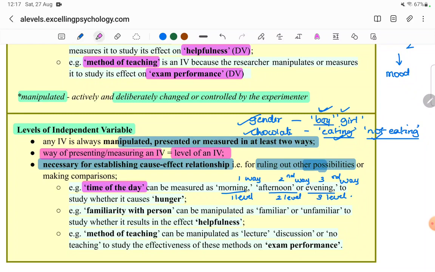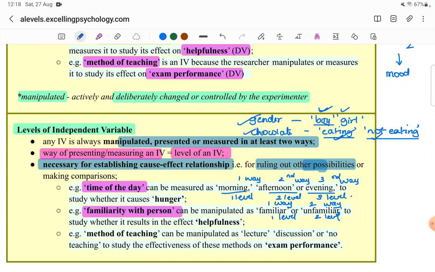Another independent variable that we took as an example was familiarity with a person. A researcher could measure how familiar someone is with another person as either familiar, so that is one way of measurement. Another way is unfamiliarity. So familiarity is one level and unfamiliarity is another level. Again, in terms of whether this variable could be measured or manipulated, both could be done.